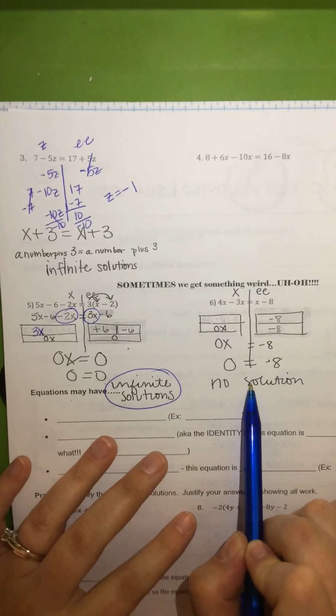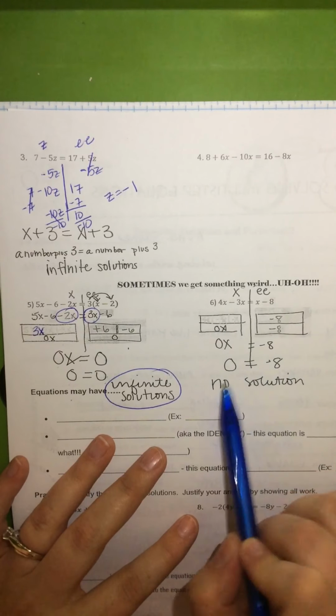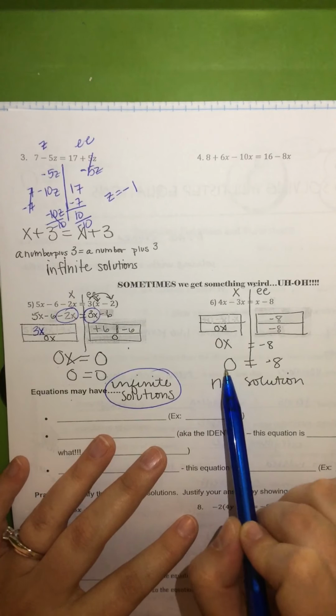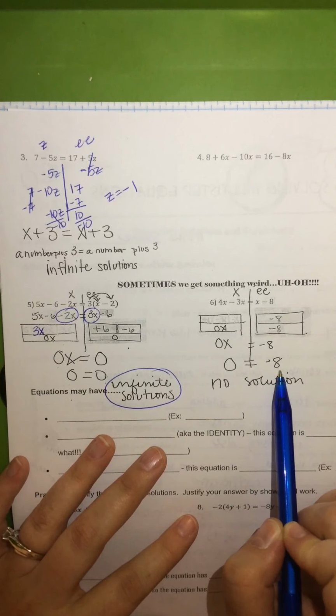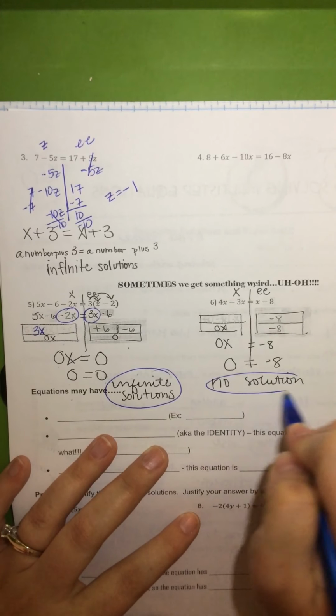Then I've got this other type that's called no solution. That means when I go through and solve everything out, the sides don't match. That means 0 equals negative 8. Well, that's not true, and that's never going to be true. So that's a no solution.